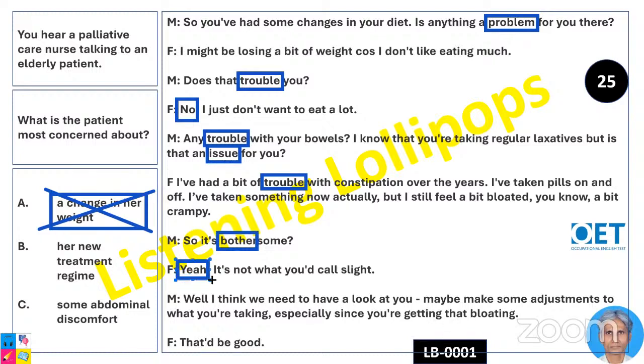Yeah, it's bothering me. Yeah means yes, it is bothering me. It is worrying me. Try to understand that. It's not what you would call slight. That means it's not ordinary bothering. It's too much bothering. Extreme trouble. Okay. Okay, well, I think we need to have a look at you. Maybe make some adjustments to what you are taking, especially since you are getting that bloating. That would be good.